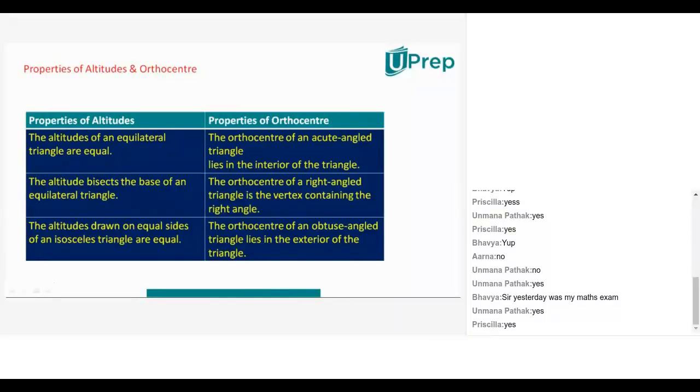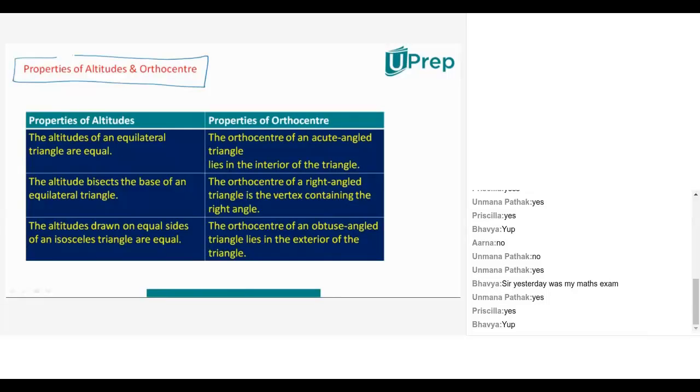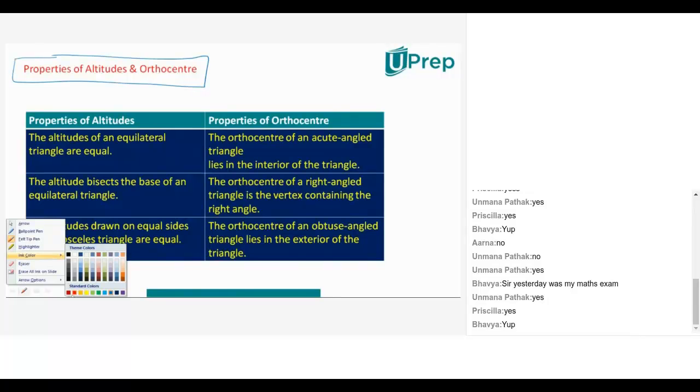Let's look at this slide before we move on to our next concept. It says properties of altitudes and orthocenter. Now what is it trying to tell us? Let us look at the properties of altitudes. The altitudes of an equilateral triangle are equal.